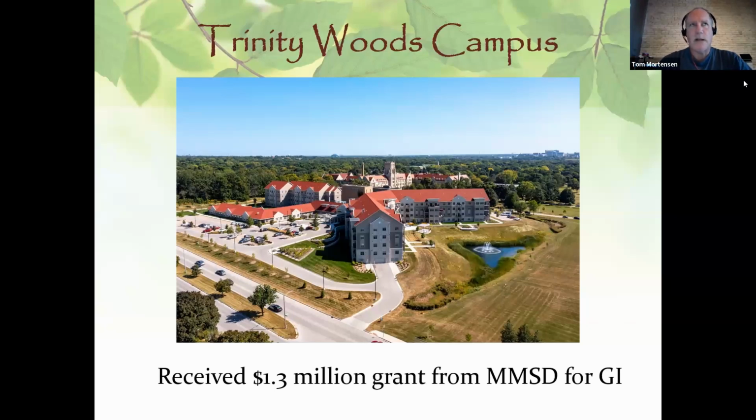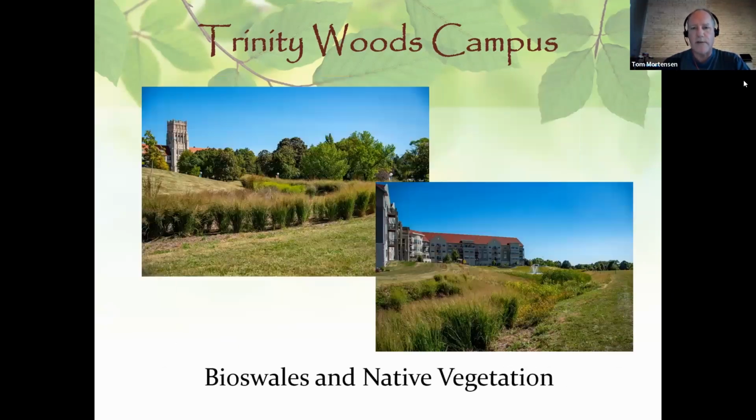Trinity Woods is a college campus in Milwaukee, up on the west side of Milwaukee in Wauwatosa, and we were able to secure a $1.3 million grant from MMSD to implement GI on this site. And the reason that was so robust is because this part of the city did not have a lot of examples of existing projects that had GI. It was being implemented in very urban environments and other areas of the city, but in this area, it was one of those like poster child for green infrastructure.